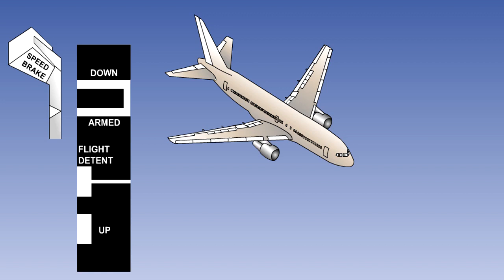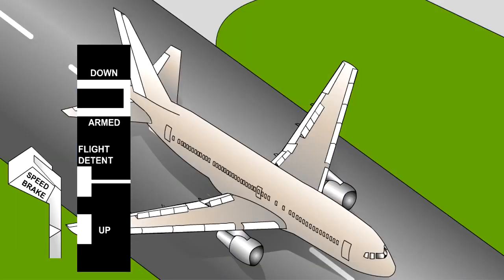To move the lever from down to the arm position, it has to be raised up out of a gate. The arm position is selected on approach. With the lever in this position, the automatic speed brake system is armed. When the aircraft touches down and certain parameters are met, the lever will move automatically to the up position, and all panels, both flight and ground spoilers, will fully extend. We will discuss this system fully later in the lesson.